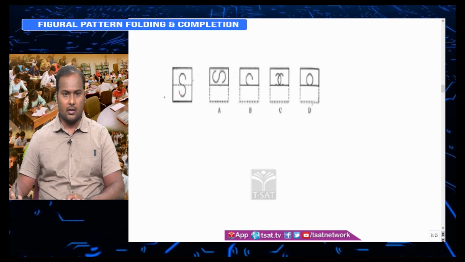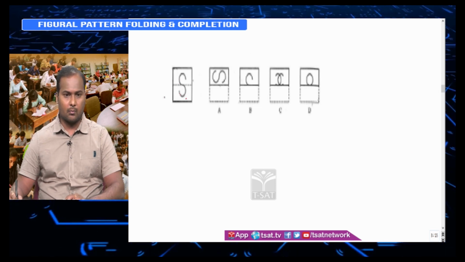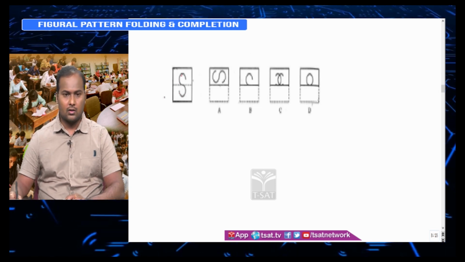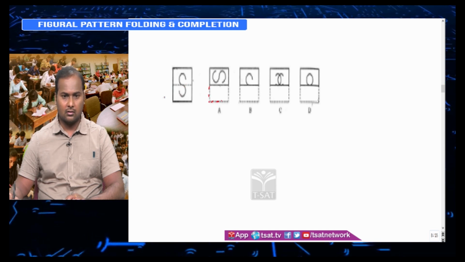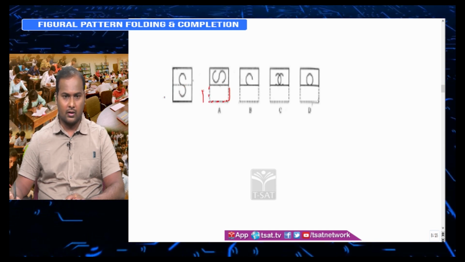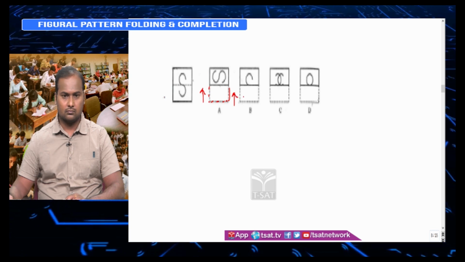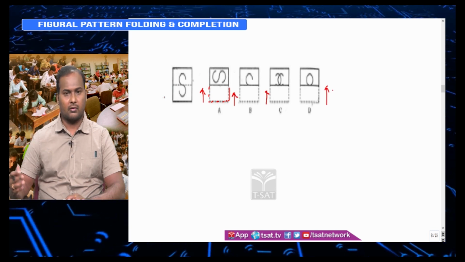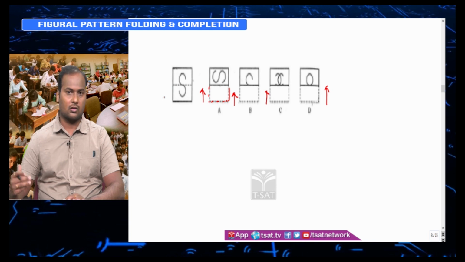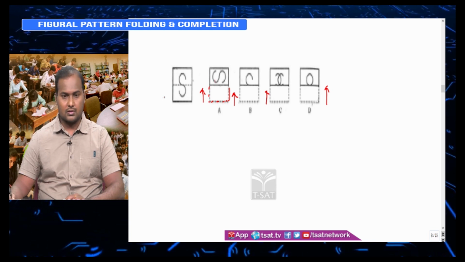See, in this case, he is folding the paper from bottom to top. So whenever he is folding the paper from bottom to top, see here, this is a dotted line. This dotted line indicates he is folding in this direction. You need to observe the folding also from left side to right side, or right side to left side, or bottom to top, or top to bottom.